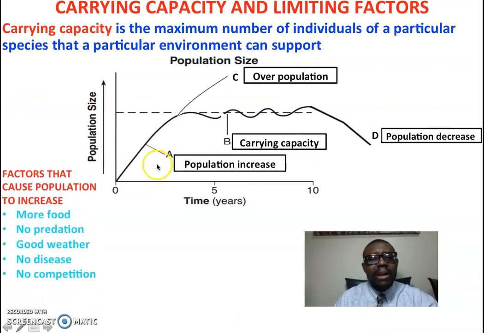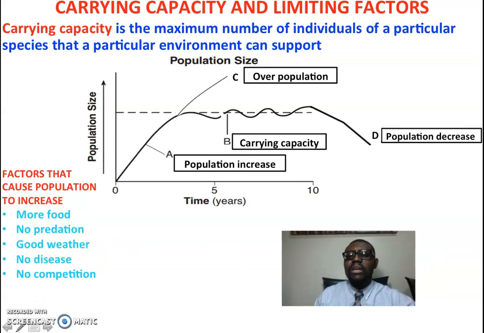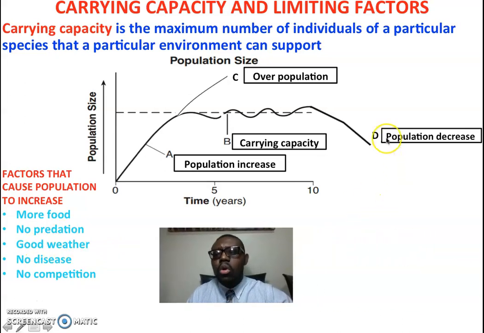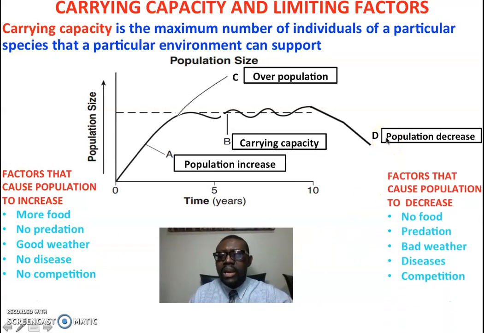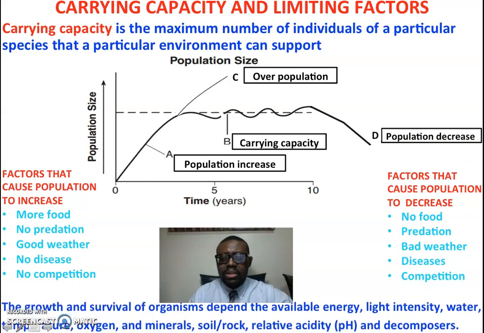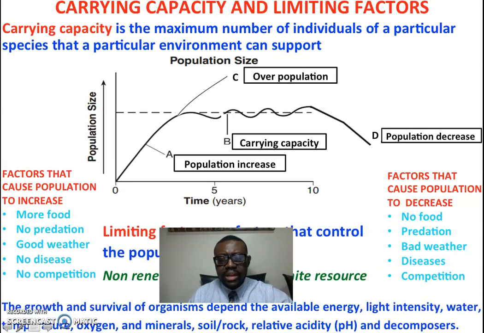The factors that can cause population to increase include more food, no predation, good weather, no disease, and no competition. The opposite is what will cause populations to decrease, and they include no food, predation, bad weather, diseases, and competition. Okay? So let's move on.